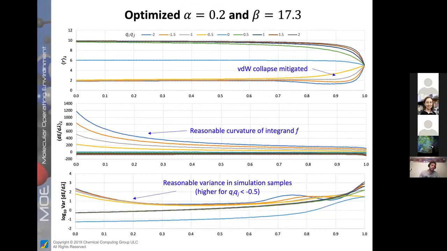So now that we have this easier two-particle system, we can run lots of optimization simulations. And so in our last release from last year, we then published the alpha 0.2 and beta 17.3 values for the soft core potential because they completely mitigated the van der Waals collapse of the charge systems. And so in the meantime, the AMBER group also identified this as a problem. And in the AMBER 20 release, they also addressed these alpha and beta parameters and optimized them accordingly.